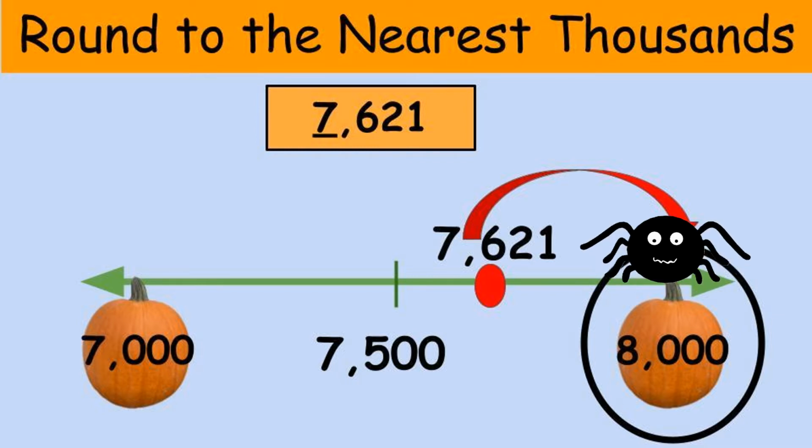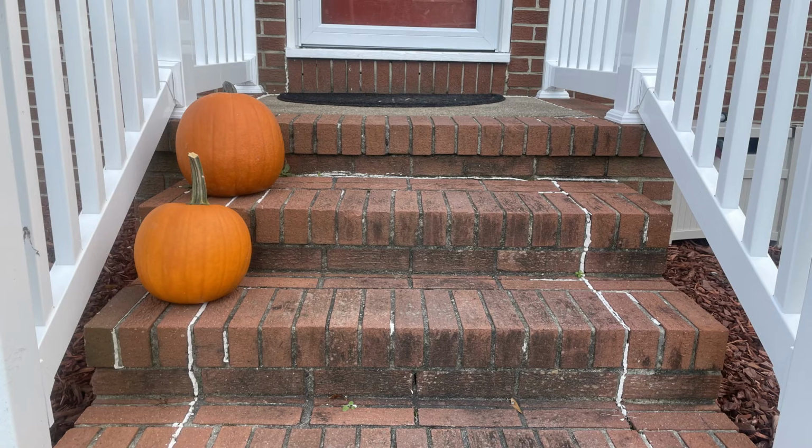you get 8,000. What? What's that? A spider! A spider in my shirt? Eek! Whew. Here are the 2 pumpkins that I picked from the pumpkin patch. Aren't they perfect? Now I just have to carve them to make a jack-o'-lantern.